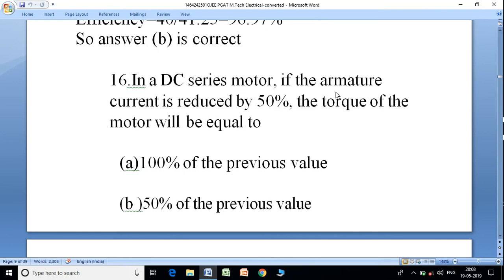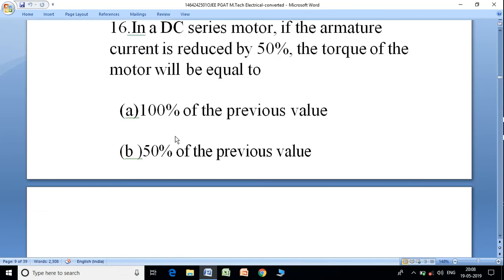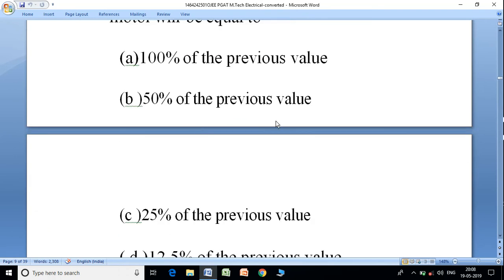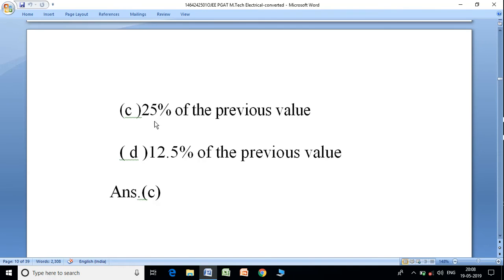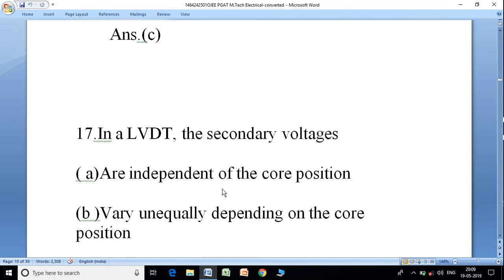In a DC series motor, if armature current is reduced by 50%, the torque of the motor will be equal to 100%, 50% of previous value, 25%. So answer C is the correct answer, because the torque in a series motor is proportional to the armature current square. Therefore, if it is reduced by 50%, then it is reduced to 25% of the previous value.